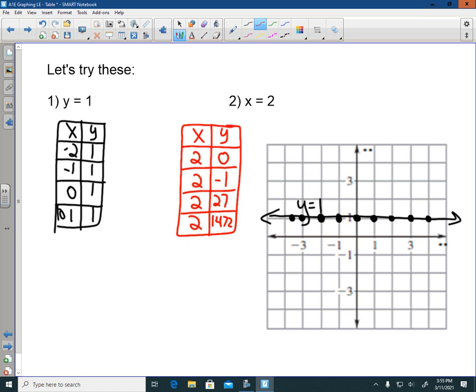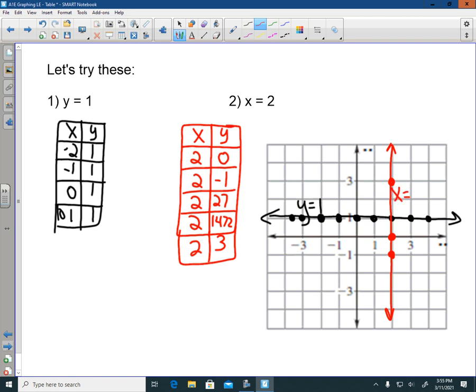So 2, 0. X is out at 2 to the right, and y is at 0, so it lives right there. And then we have 2, -1, which is right here. And maybe we should add a more reasonable one just to check ourselves. 2, how about 3? So let's see, we're out at 2 and then up to 3. Yeah, so this thing is going to be on this line right here. Everything on this line is where x equals 2.